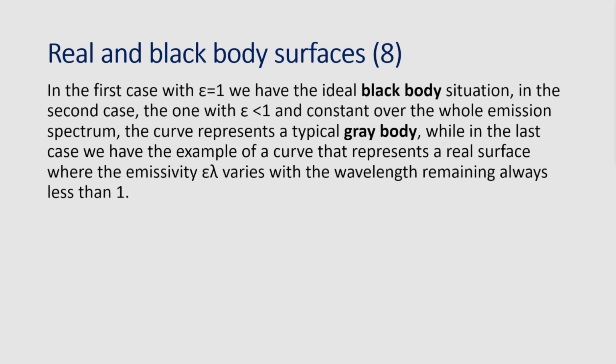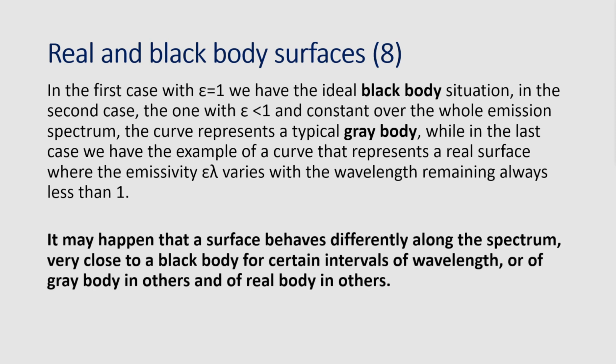Real and black body surfaces. 8. In the first case with epsilon equals 1, we have the ideal black body situation. In the second case, the one with epsilon less than 1 and constant over the whole emission spectrum, the curve represents a typical gray body, while in the last case, we have the example of a curve that represents a real surface where the emissivity varies with the wavelength remaining always less than 1. It may happen that a surface behaves differently along the spectrum, very close to a black body for certain intervals of wavelength, or of gray body in others, and of real body in others.